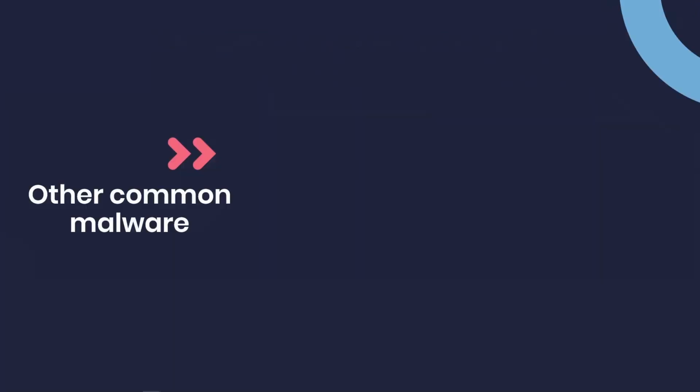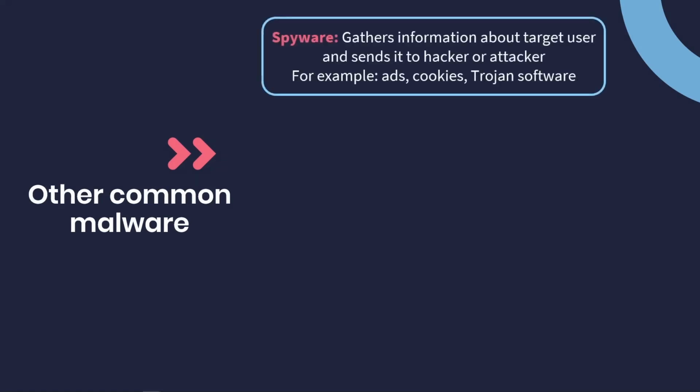There are other forms of malware we feel should be mentioned. These include spyware, which is used to gather information about a target user. That information is sent to the hacker or the attacker's computer. This is done without the consent of the user. Spyware often comes in different forms and could be embedded in ads, cookies, and on Trojan software.